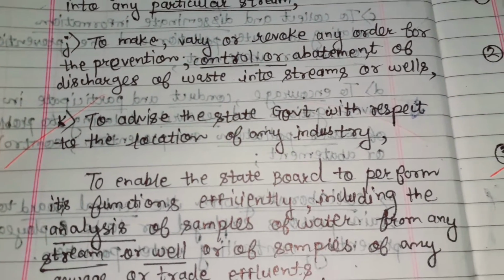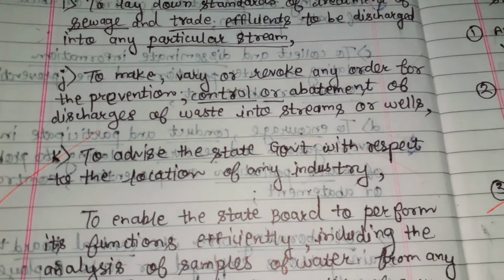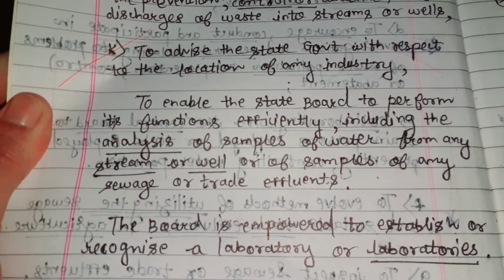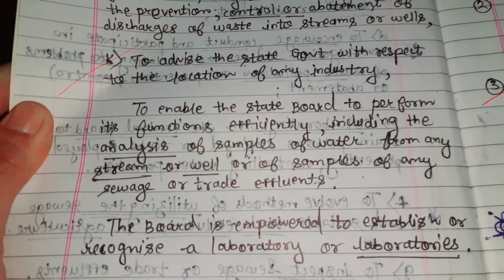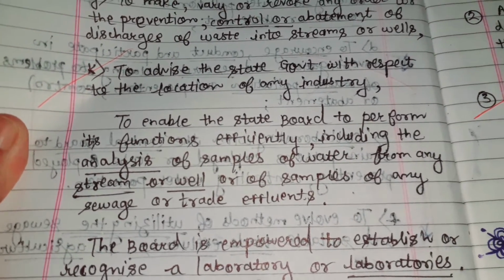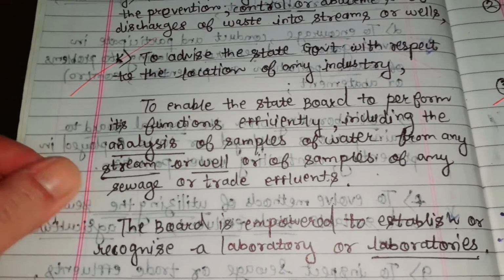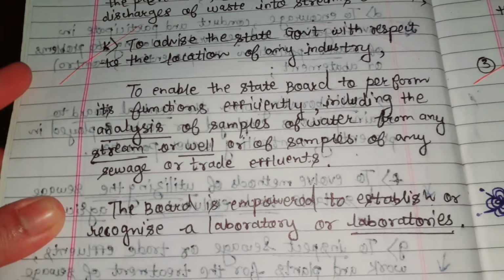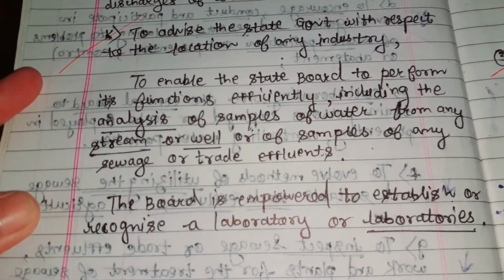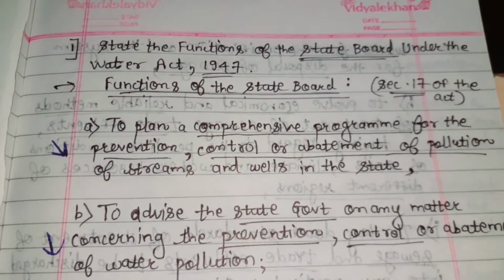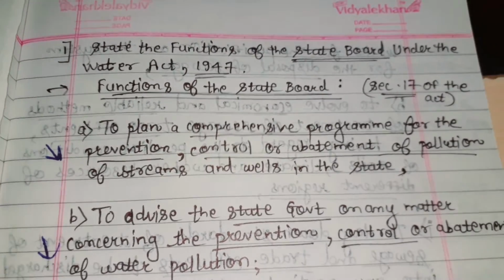To advise the state government with respect to the location of any industry. To enable the state board to perform its functions efficiently, including the analysis of samples of water from any stream or well or of samples of any sewage or trade effluent, the board is empowered to establish or recognize a laboratory or laboratories. So these are the functions of the State Board under the Water Act 1947.